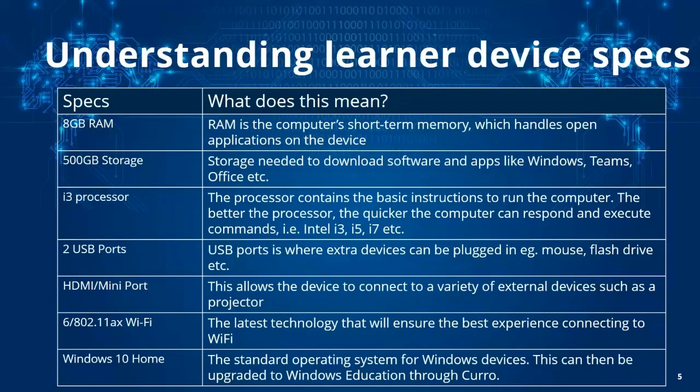And then Windows 10 Home. So the standard operating system at the moment is Windows 10, some are Windows 11, which are both supported by Curro, and this can then be upgraded to Windows Education. Now, the difference between Windows Home and Windows Education is just some of the applications that you are able to use, and you have a broader offering of Windows applications if you upgrade to Education, and it's completely for free, and that's an offer that you have with Curro.